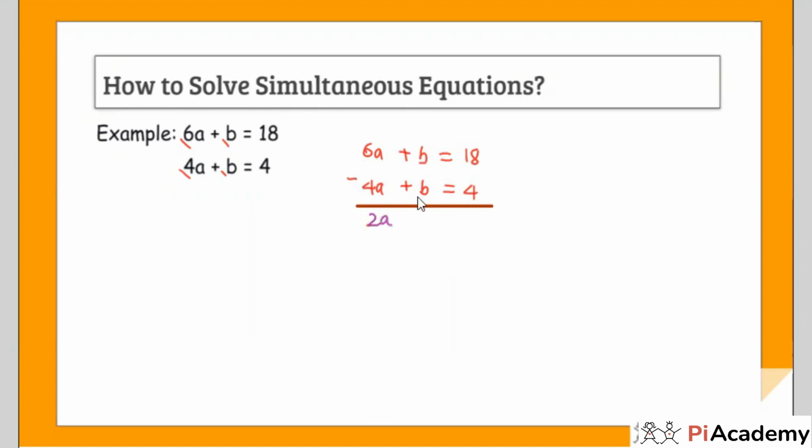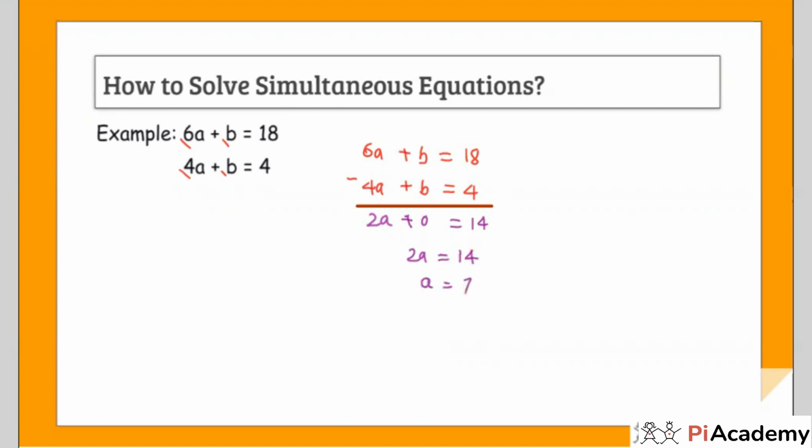Okay, 6a minus 4a, that is clearly 2a, right? And now b minus b, okay? Like this way you have to move, okay? b minus b, that is what? 0. Okay, so you don't have anything here. And now 18 minus 4, that means how much? 14. So that's it. Now this equation just converted into a very simple one-step equation. 2a equals 14, so that means a equals 7.